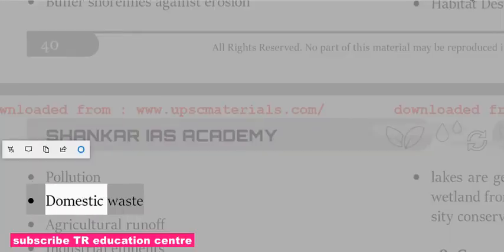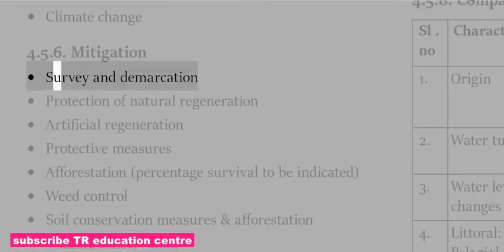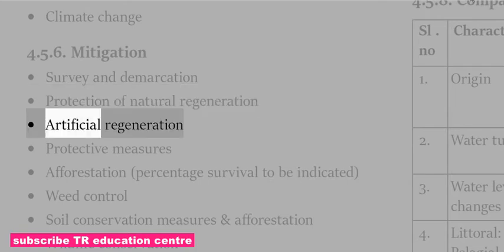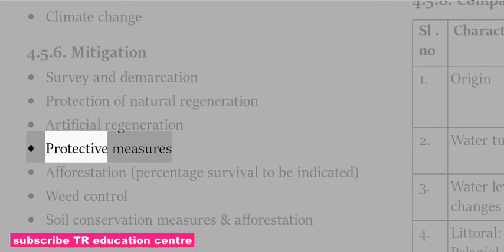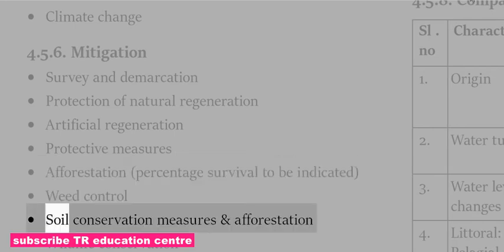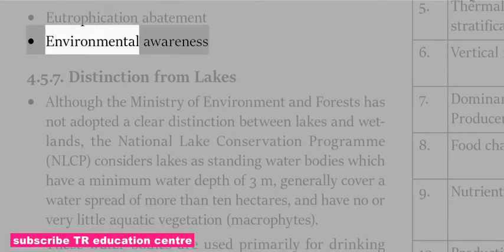Pollution: domestic waste, agricultural runoff, industrial effluents, climate change. Mitigation: survey and demarcation, protection of natural regeneration, artificial regeneration, protective measures, afforestation (percentage survival to be indicated), weed control, soil conservation measures and afforestation, wildlife conservation, removal of encroachments, eutrophication abatement, environmental awareness.